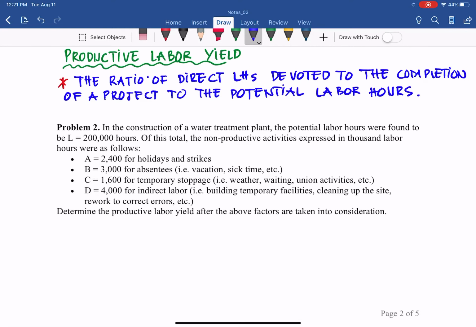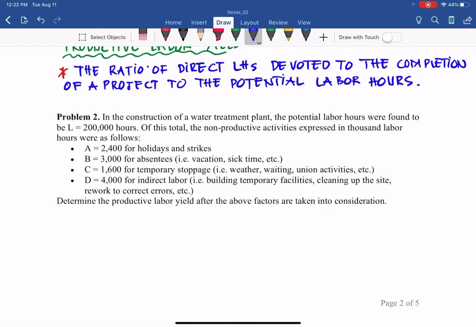With that, let's go back to problem 2, which demonstrates this concept of productive labor yield: the ratio of direct labor hours devoted to the completion of the project to the potential labor hours. Problem 2: in the construction of a water treatment plant, the potential labor hours are found to be 200,000 labor hours. Of this total, the non-productive activity is spread over 11,000 labor hours as follows: holiday, strike, absentees, temporary stoppage, weather, waiting, union activities, indirect labor, cleanup, etc., and rework. Determine the productive labor yield after the above factors are taken into consideration.